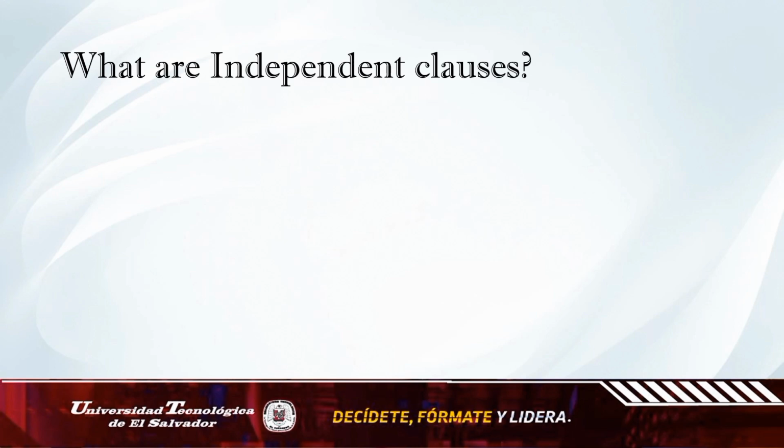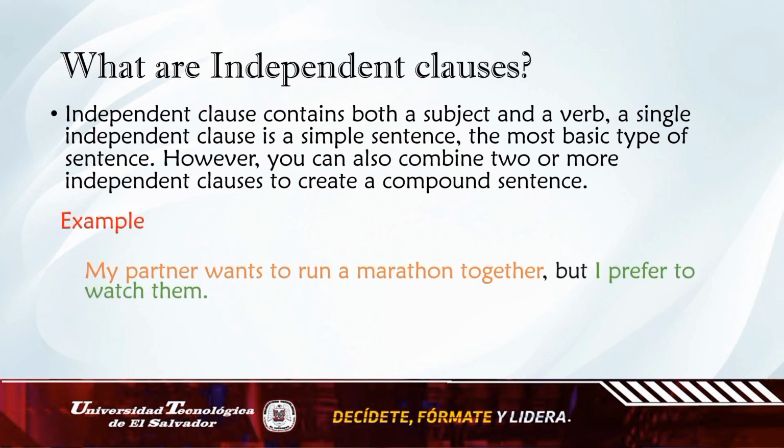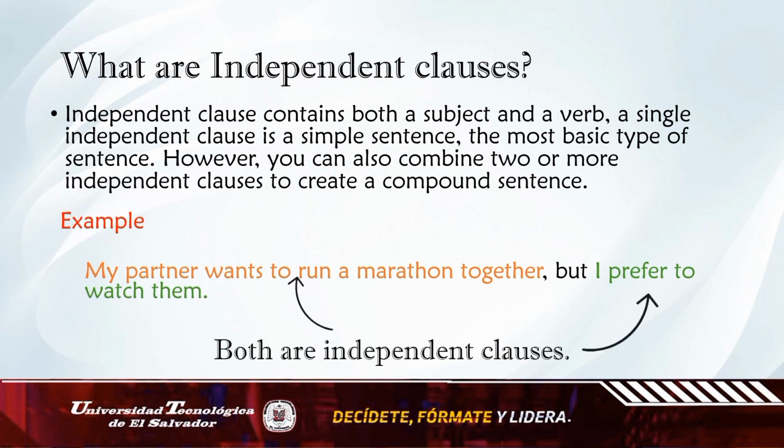What are independent clauses? An independent clause contains both a subject and a verb. A single independent clause is a simple sentence, the most basic type of sentence. However, you can also combine two or more independent clauses to create a compound sentence. For example, my partner wants to run a marathon together, but I prefer to watch them. Both of these are independent clauses.